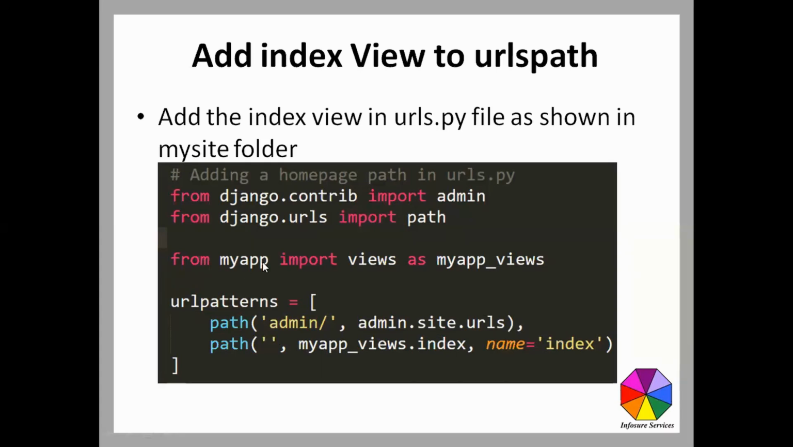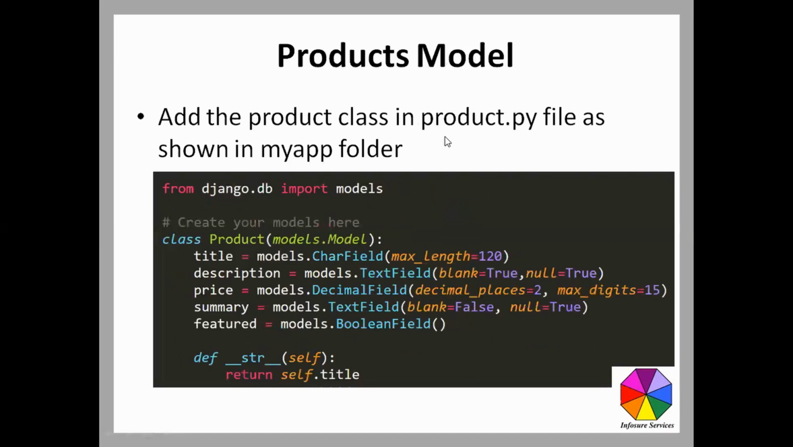What is this? From my app, import views as my app views, and then using my own application views dot, what is the function name, the view function name. And then you're giving it a name. This name is the name in the browser, the route. Likewise, each view function has to be specified in urls.py. So this is the Django.